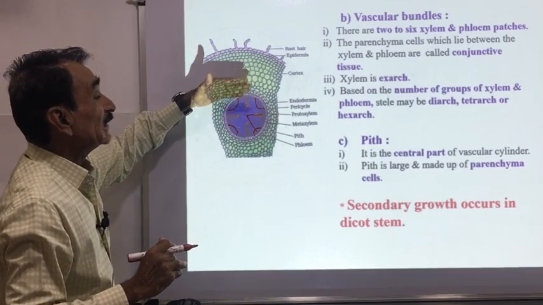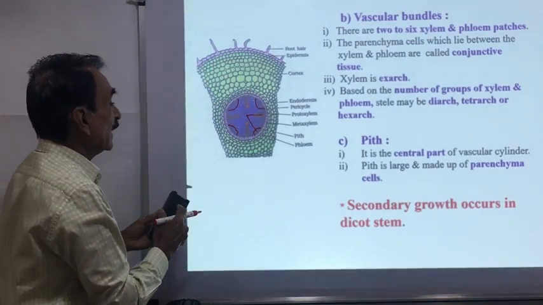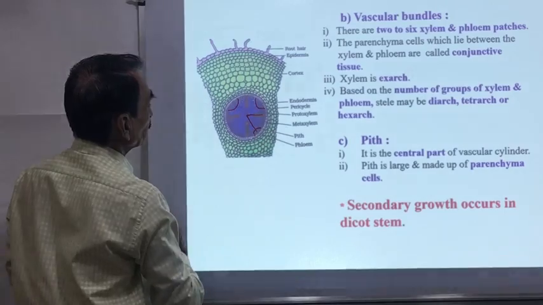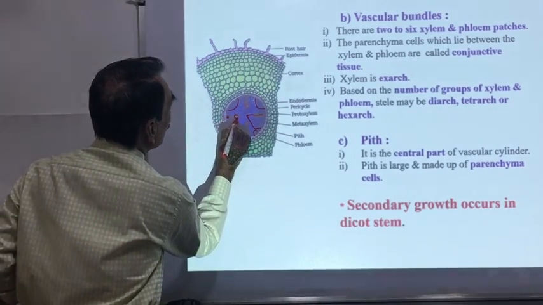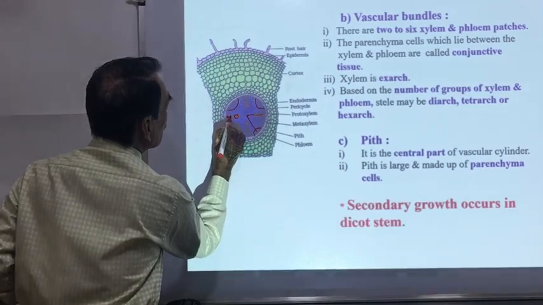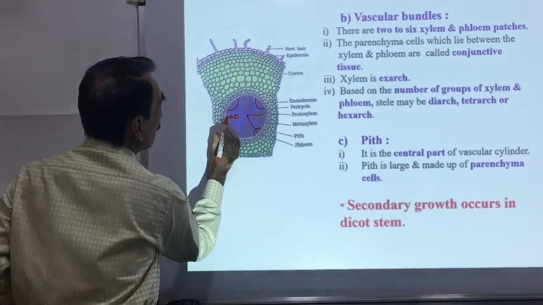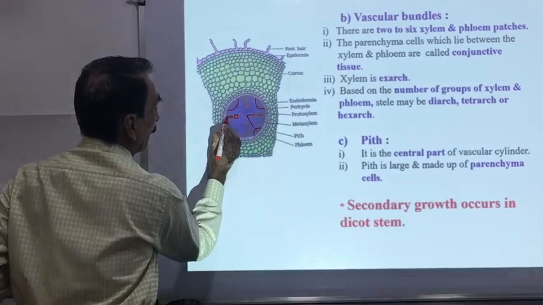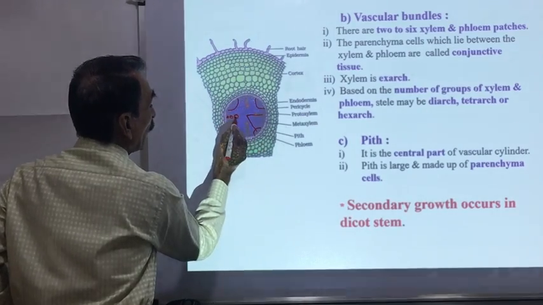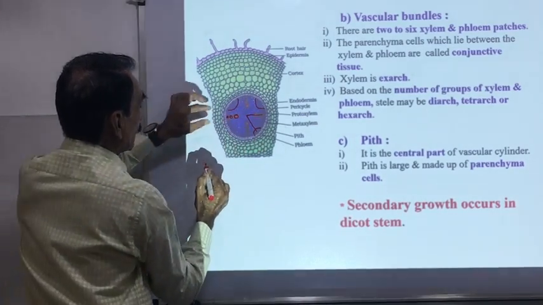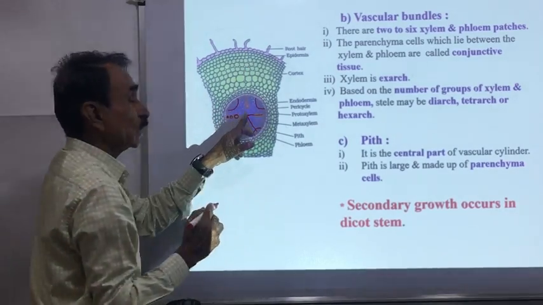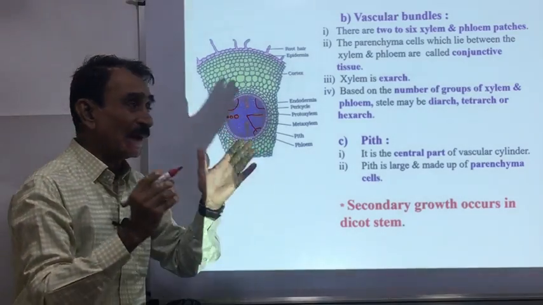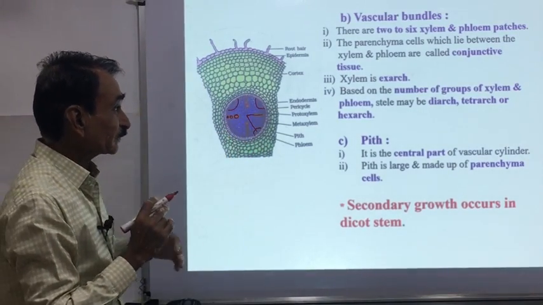In this case, xylem is exarch. Xylem is exarch means protoxylem elements, which are smaller in size, are the first formed xylem elements. These are the metaxylem elements. Protoxylem elements are present toward the periphery or the outer side, and metaxylem elements are present toward the inner side, and this is called the exarch condition.